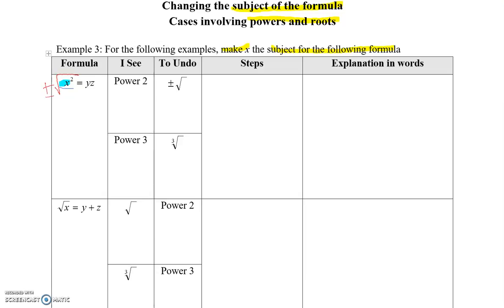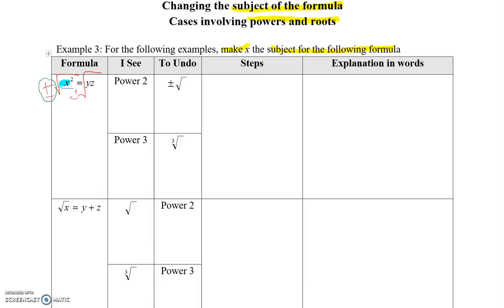Next, using the second rule, we need to do the same action on the right side. So therefore, we will square root yz. We need to write the plus and minus sign in front of this square root because there are two possible solutions for a square root. One is a positive answer, the other one is a negative answer.